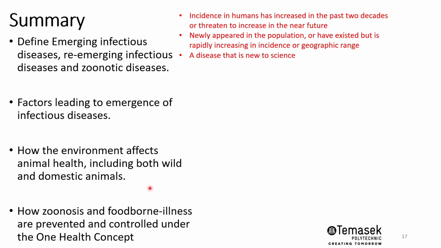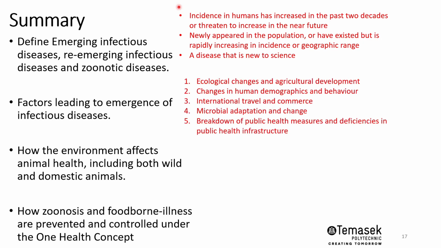We also looked at how the environment affects animal health, including both wild and domestic animals. And we know that human activities are one of the main culprits that have led to certain spillover events. When we talk about spillover events, we talk about microbes, including viruses, that infect animals, jumping from species and eventually becoming transmissible between humans.